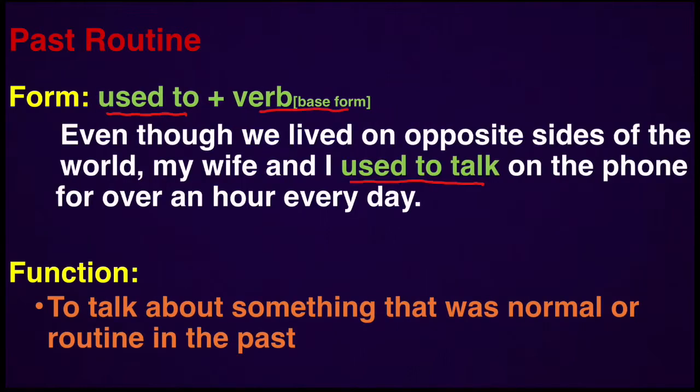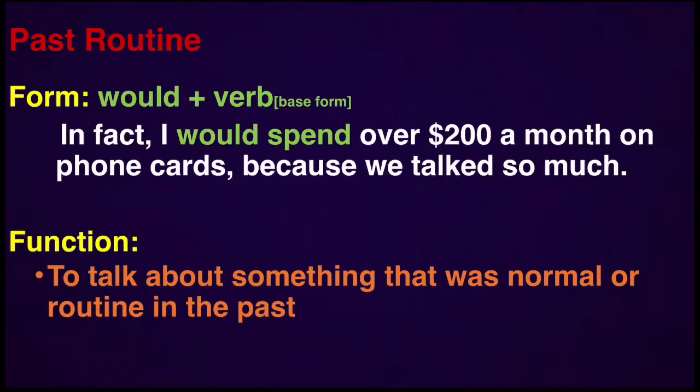We can't use all of the same verbs with would that we would use with used to. So used to is more common because we can use it with pretty much any verb, but would, we can only use it with certain verbs, which I don't have time to get to in this lesson. Now, for example, in fact, I would spend over $200 a month on phone cards because we talked so much. So would spend, I could also say used to spend.